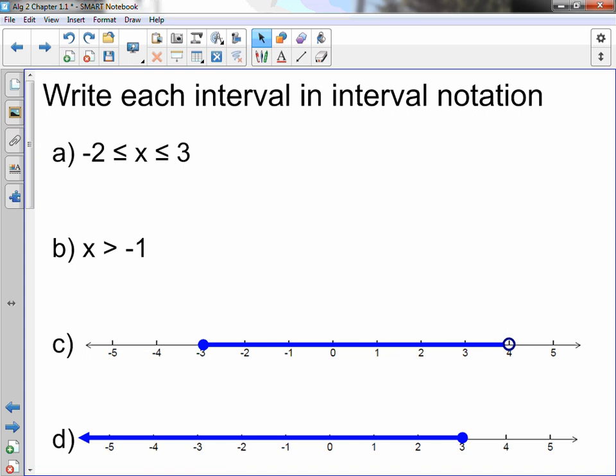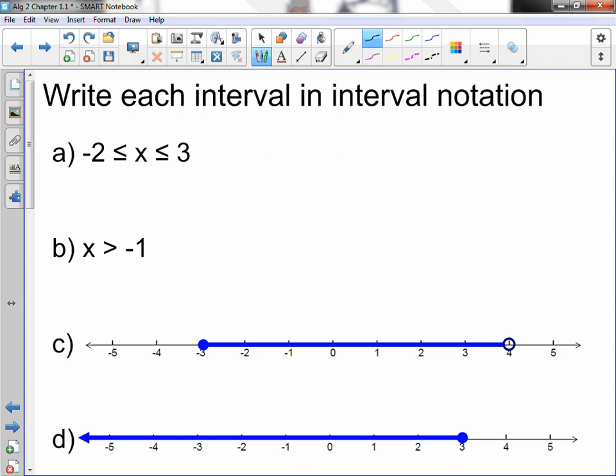All right. So these are a little bit small. I don't know why they printed so small on this page. So they're right under the last one. So right under where we just did that, or these here. So we want to write each of these in interval notation.